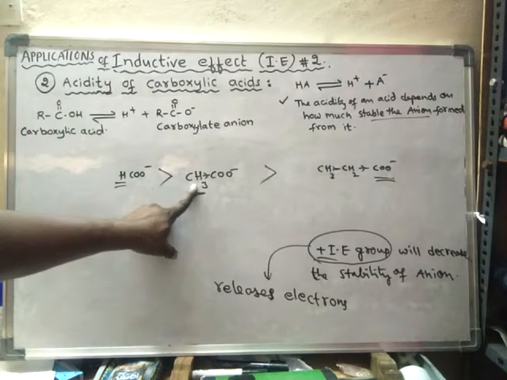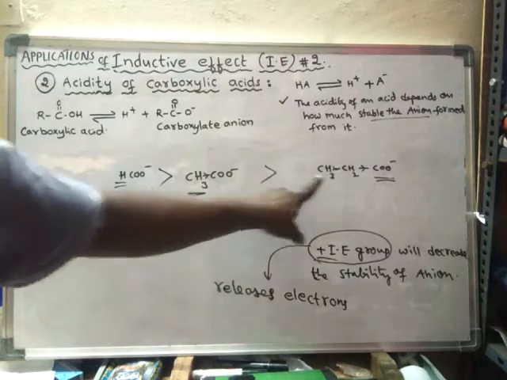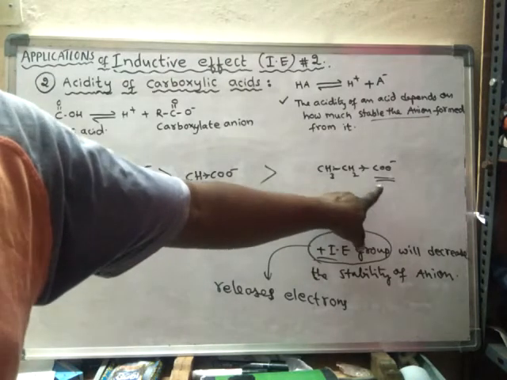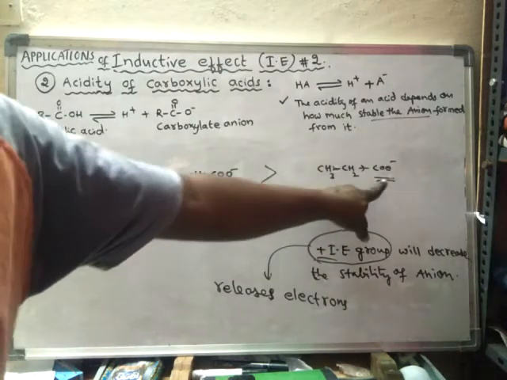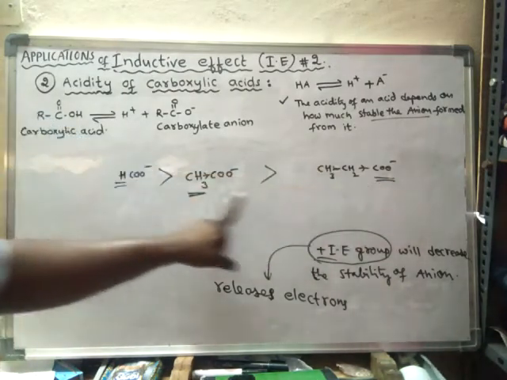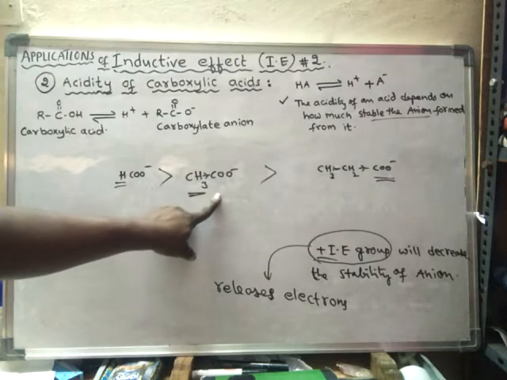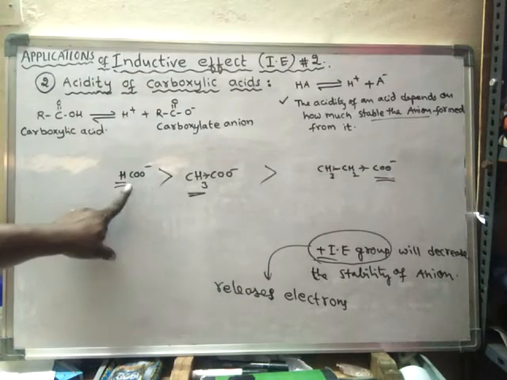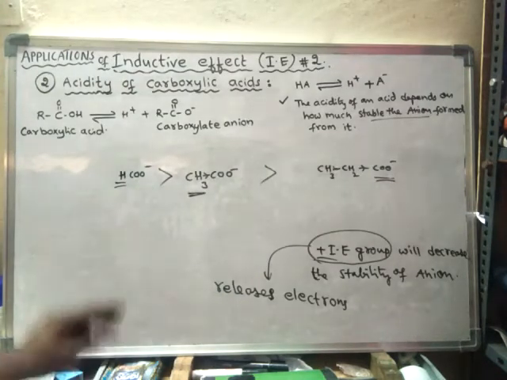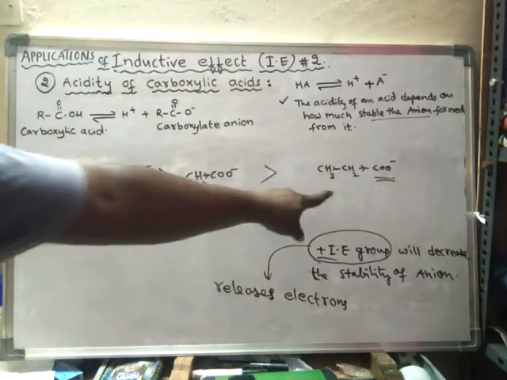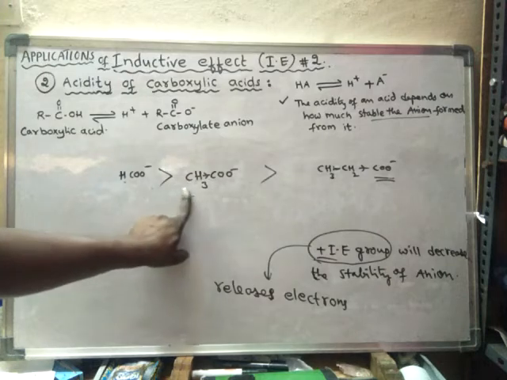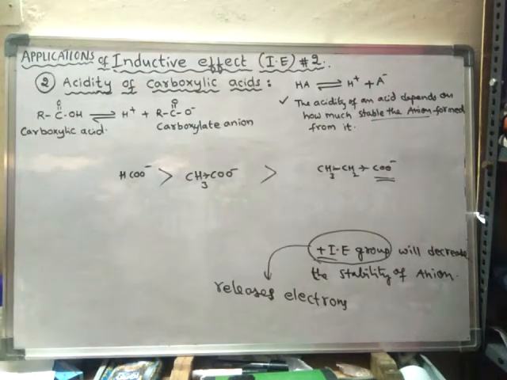But the methyl group will increase the electron density on the oxygen, and the ethyl group will increase the electron density much more on the oxygen. So this group will decrease the stability, but not that much decrease in stability. This one does not decrease the stability. So as a whole, this is least stable, this is intermediate in stability, and this is most stable.